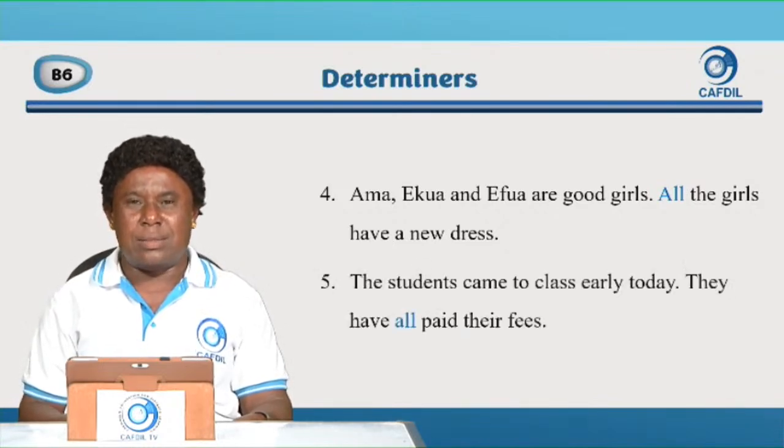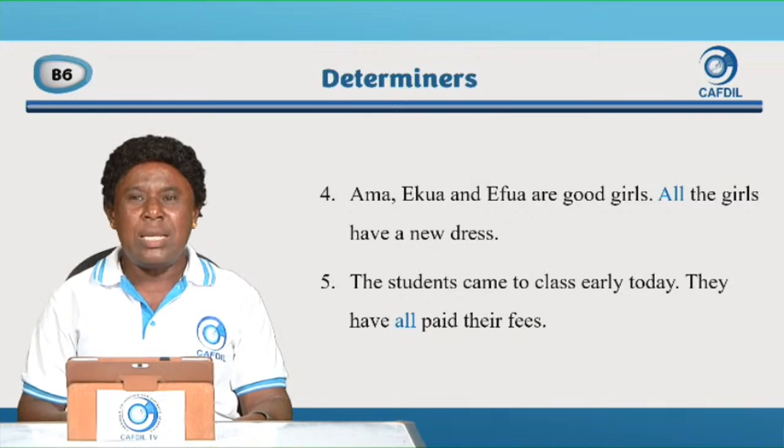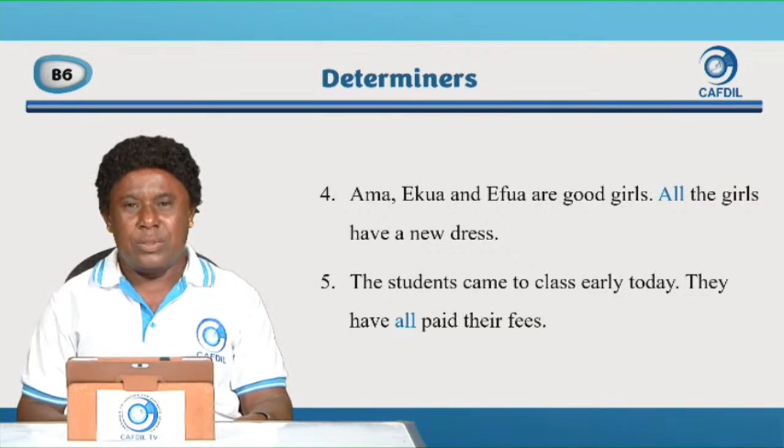To the next sentence. The students came to class early today. Here we are talking about all the students. So we say the students came to class early today. So to complete the sentence, we'll say they have all paid their school fees. Because none of them is owing, they have all paid their school fees and they came to school early today. Good.